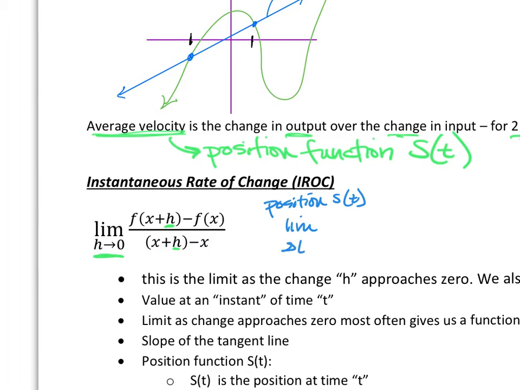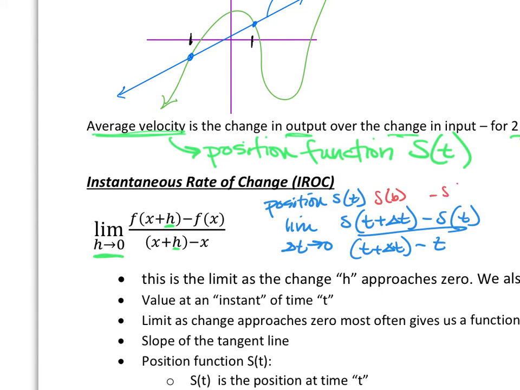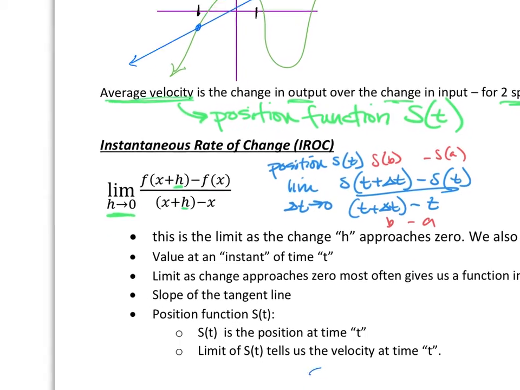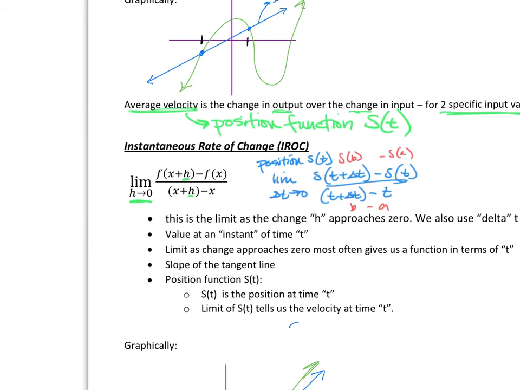So this definition would be the position function at t plus that little change in t, minus the function at t, over the change in t. So this again is basically like having, let's write it this way, s of b minus s of a all over b minus a. But again, since it is a limit, we're talking about this change. So what else can we know? This is saying the limit as the change h approaches 0.